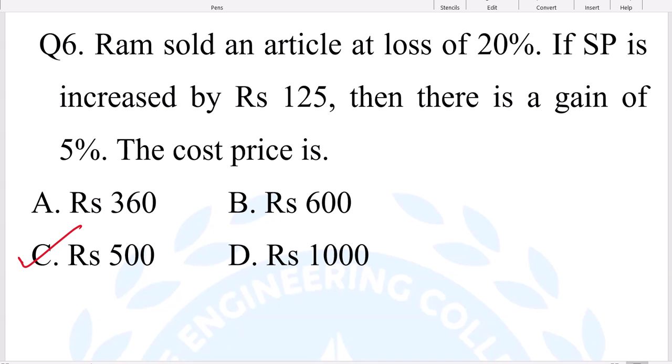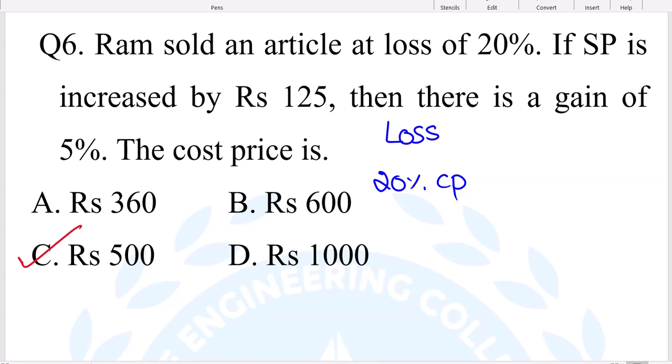See here, very simple logic. You are in loss, 20% loss. Loss calculated on cost price or selling price? Cost. Profit calculated on selling price. Gone. Whether it is profit or whether it is loss, both should be calculated on cost price only. So loss is 20%. Alright, 20% of CP because loss should calculate on cost price.